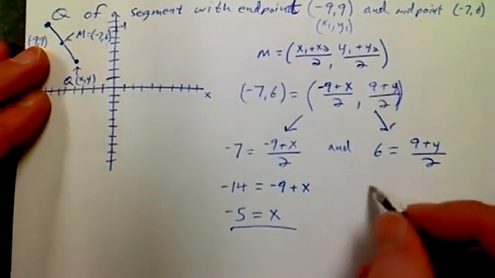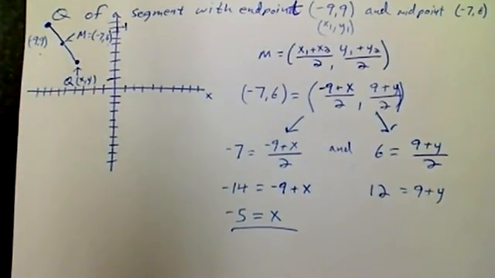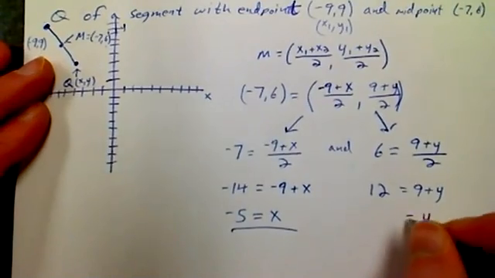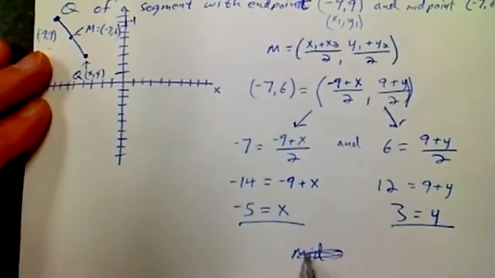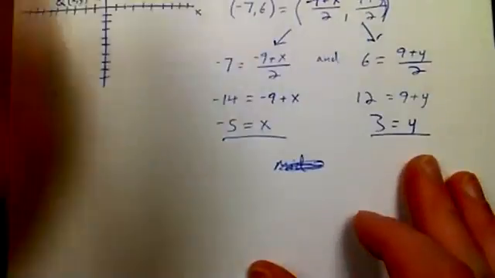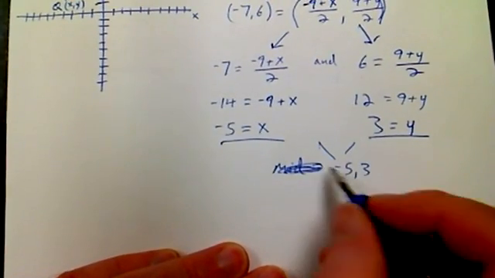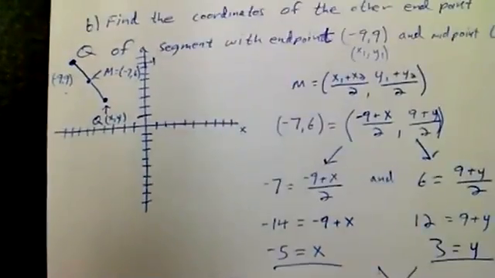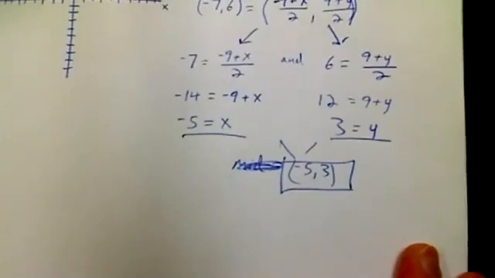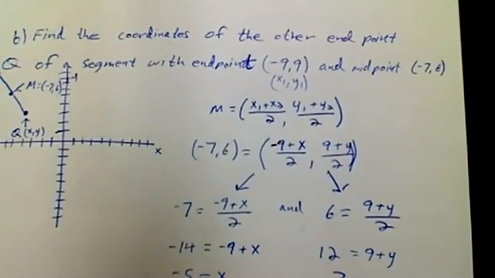Now I'll do the same. 12 equals 9 plus y. Okay, that's fine. Subtract 9 from both sides. y is equal to 3. So that Q point that we end up getting, that other endpoint, is -5, 3. And that seems reasonable based off of my picture up here. -5, 3, looks like I drew somewhat decently. Okay? So that's if they move the question around. Just think about it. Now it's just you have to solve two equations.